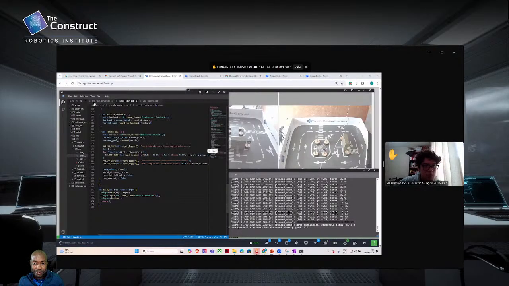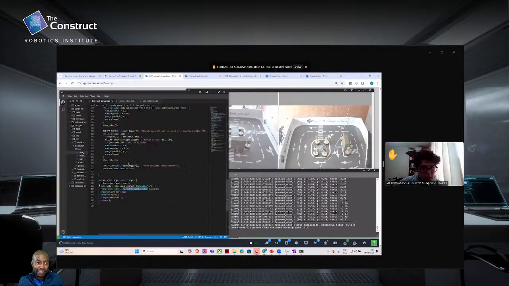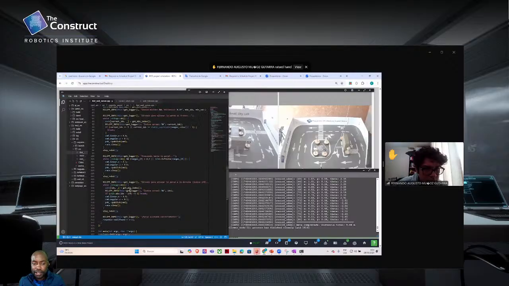Could you repeat in what part? In the firewall server? Yeah. In your laser scan, right? When you receive your laser scan data, how did you deal with infinite values, right?